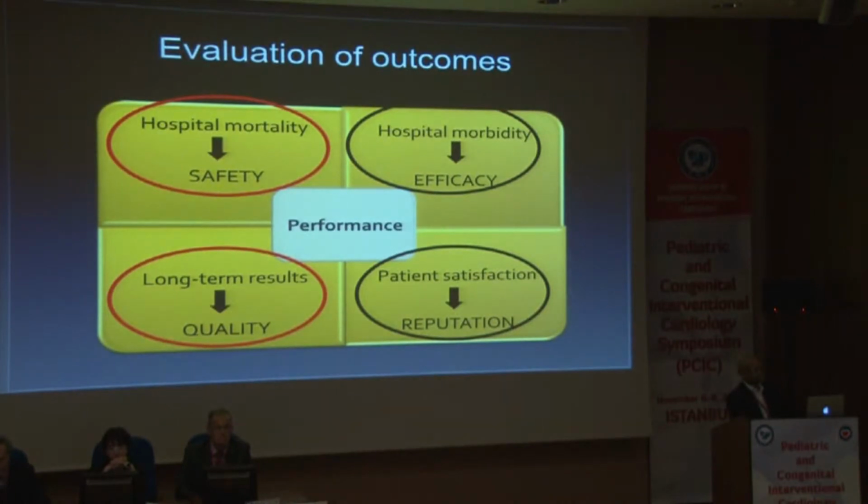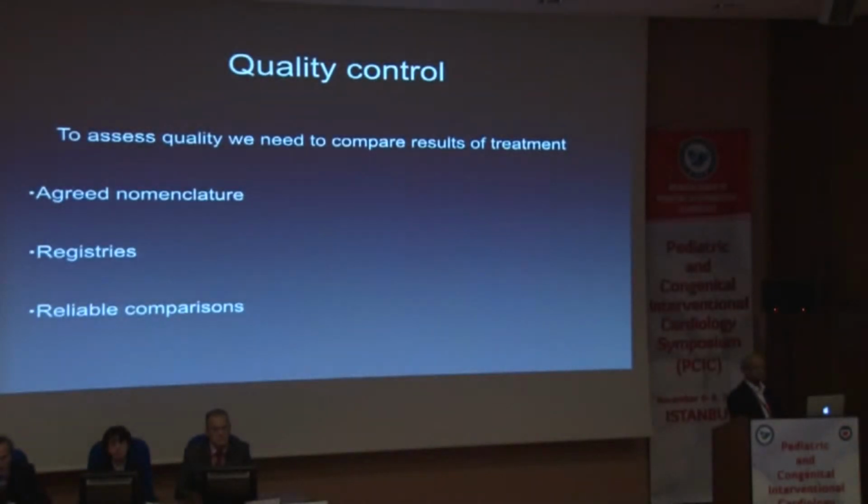How do we assess quality and outcomes? Well, hospital mortality gives us an indication of the safety within that hospital for a particular procedure. Hospital morbidity gives us the efficacy of that procedure. Long-term results give you information about the quality of care, and patient satisfaction, if you do patient satisfaction questionnaires, gives you information about the reputation. And all of those four factors combine to give you information about the performance of that unit and of that team for any type of procedure, be it surgical or interventional.